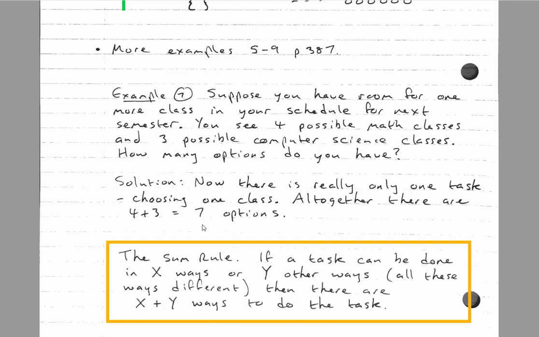You can make a list. Your list would just have 7 possible classes. So the answer is 7 here. We just needed a different operation, just addition.